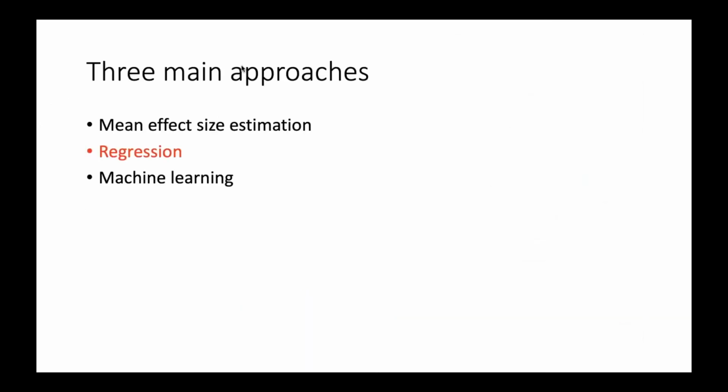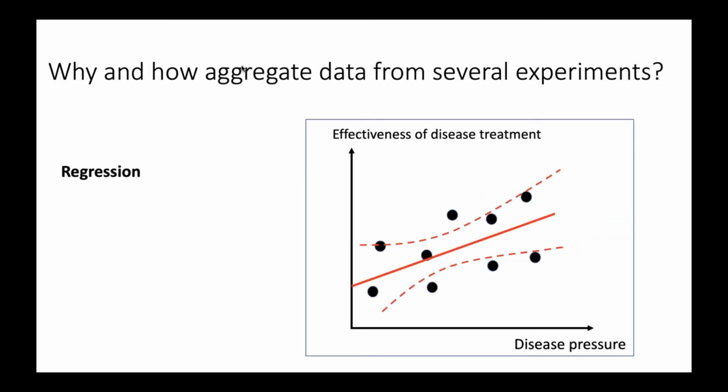Another type of approach to aggregate data is regression. So everybody knows regression, of course. The principle is straightforward, but the interpretation is sometimes difficult. So of course, the principle is to relate response variables to one or several inputs. For example, it's possible to use on-farm data to relate the effectiveness of disease treatments as a function of the disease pressure measured in the field.